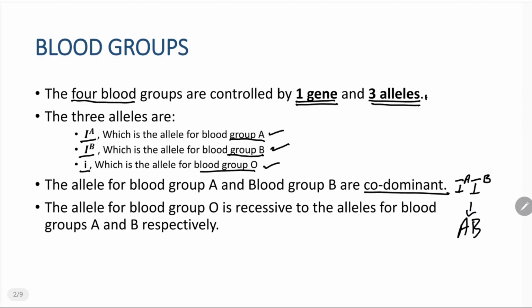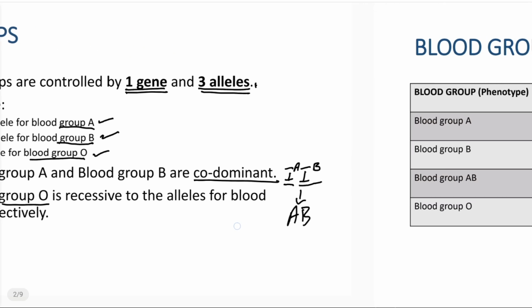So the inheritance of blood group AB is an example of codominance, simply because the allele for blood group A and the allele for blood group B are codominant. They are equally dominant, and when they are equally dominant, they are expressed equally in the phenotype, right? But the allele for blood group O, as we've already said, is going to be recessive to the alleles for blood group A and blood group B, respectively. Let us continue.